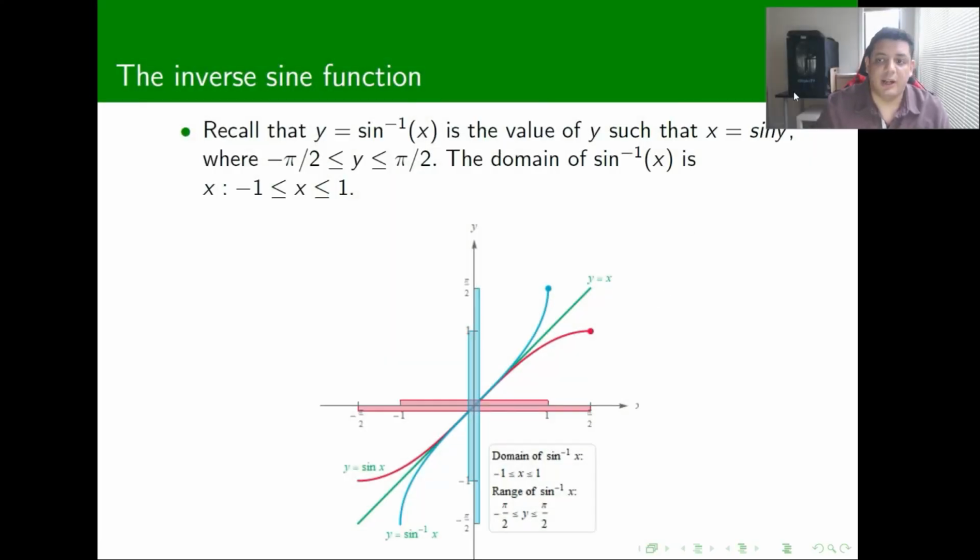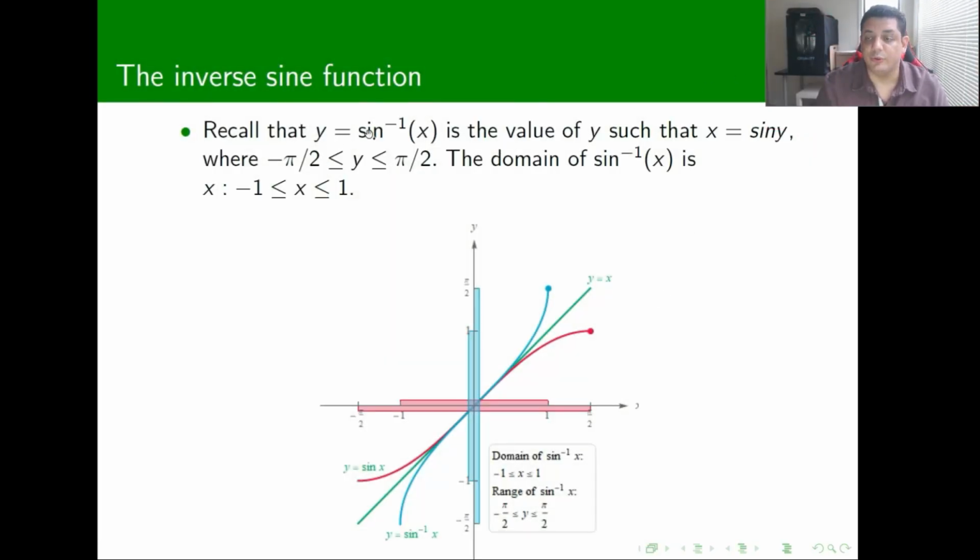So first, recall that if y equals sine to the minus 1 of x, then we can rewrite this by the inverse property as x equals the sine of y. And of course, y is going to be in the domain between minus pi half and pi half. Because of that, the domain of sine to the minus 1 of x is going to be from minus 1 to 1. So essentially, this is the domain where we have a relationship of inverse function. The functions are one to one.